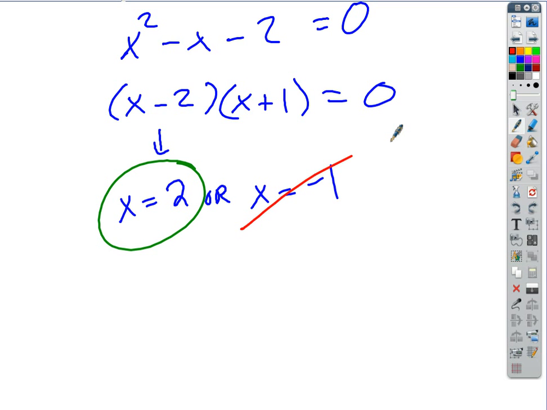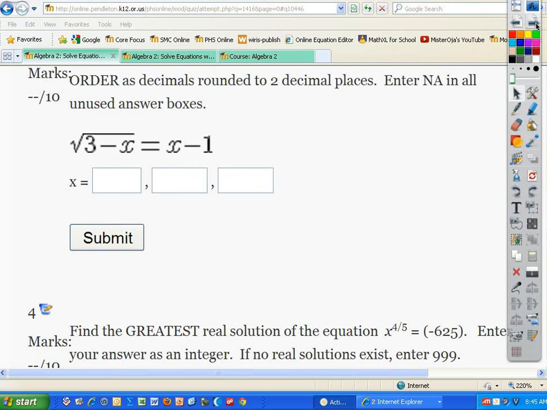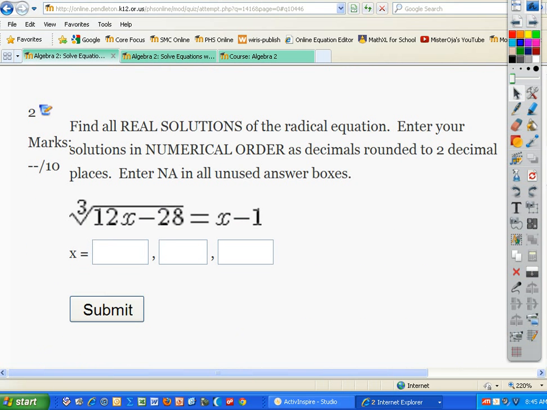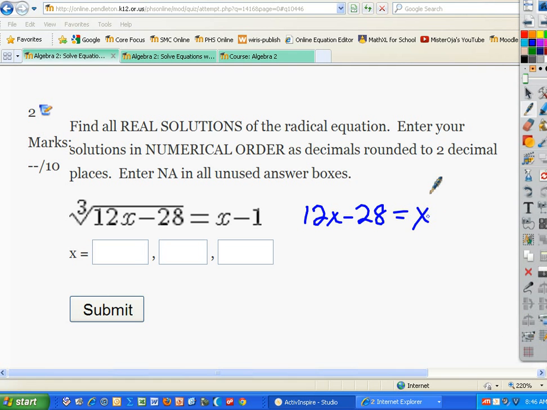Okay, and then we won't have time to do this last one, but what would we do on that guy if it's a cube root? Same thing. Yeah, cube both sides, right? If I cubed both sides there, I would get 12x minus 28 equals, on this side, if I cubed it out, just trust me on this one, you would get x cubed minus 3x squared plus 3x minus 1.